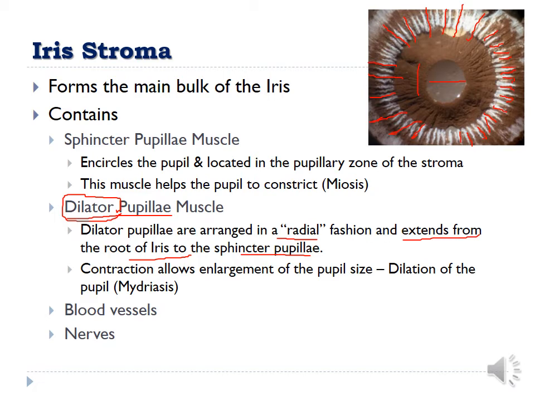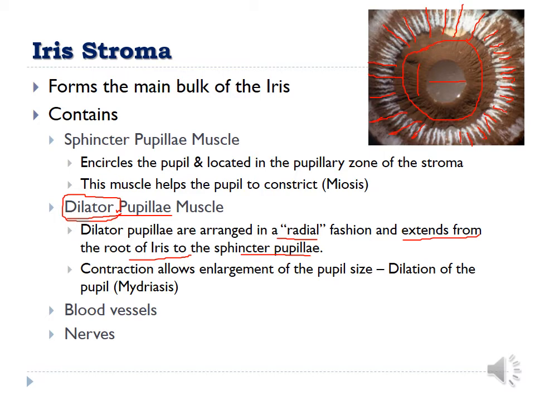So when you go suddenly into the bright light, the pupil has to constrict, so the circular muscle that is present here, the constrictor pupillae or sphincter pupillae, will pull the iris towards the center, so that the pupil becomes smaller. So it is easy to remember from the name itself. One is dilator, another one is sphincter pupillae or constrictor pupillae.